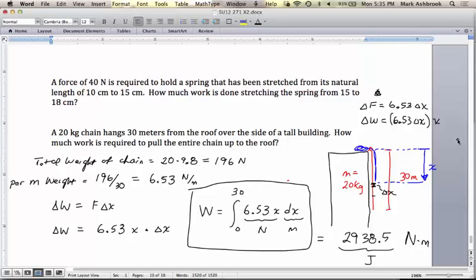You can think about each little piece of the chain. If it's here, it's a distance of x. I've got to move that little piece of the chain up to the top, and then this little piece, and that little piece up to the top. Each one of those little pieces weighs this much, and it's got to go that far. And so then I'm adding all the pieces from 0 to 30, and you get the exact same integral.